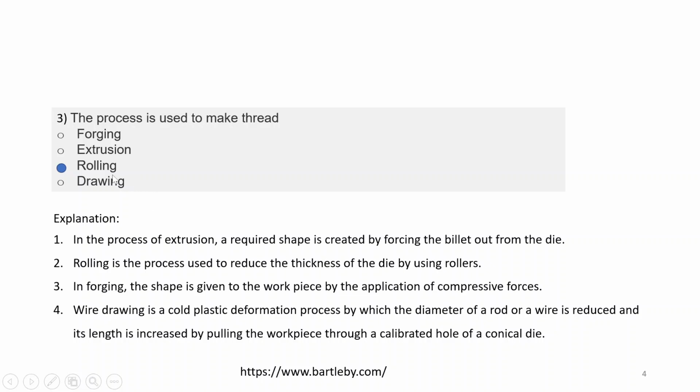Wire drawing or drawing is a cold plastic deformation process by which the diameter of a rod or a wire is reduced and its length is increased by pulling the workpiece through the calibrated hole of a conical die. So wire drawing is mainly used for making wires or reducing the diameter of wires.